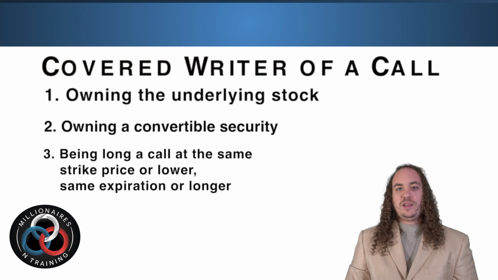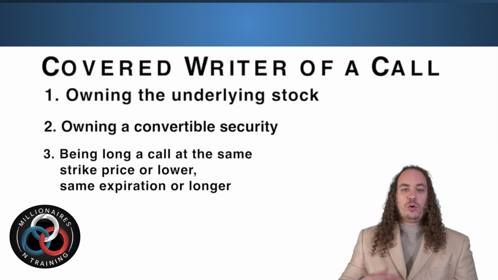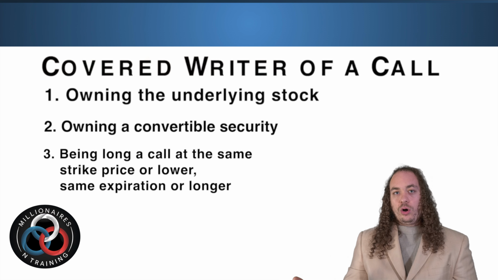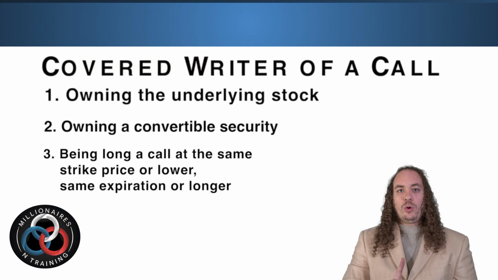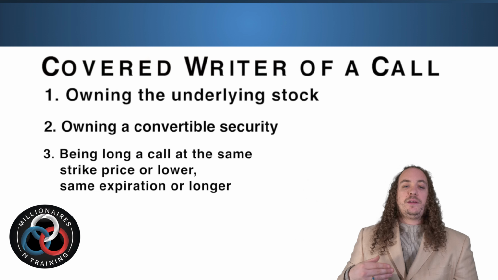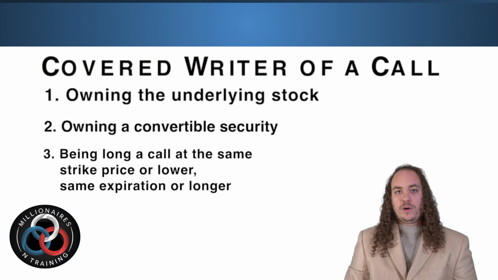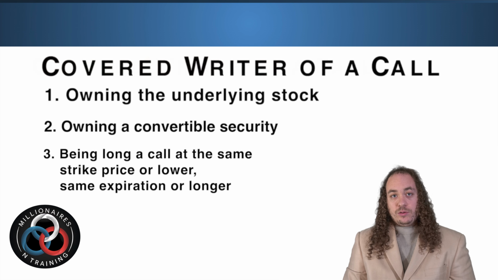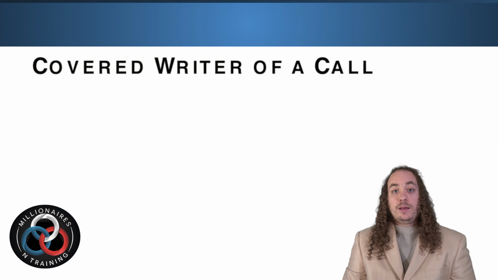So there are three things that cover the writer of a call. One, owning the underlying stock. Two, owning a convertible bond or convertible preferred stock. And three, being long or having bought a call at the same strike price or lower, or same expiration or longer. Note that cash does not cover the writer of a call. Why? Because the writer faces an unlimited potential upside risk.